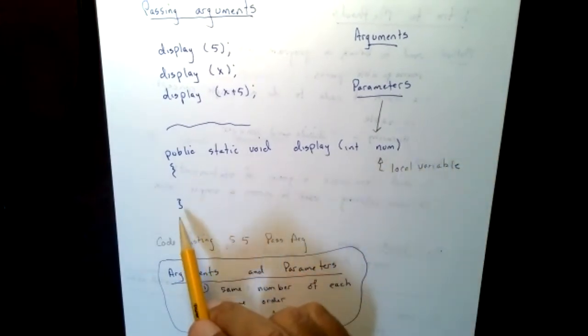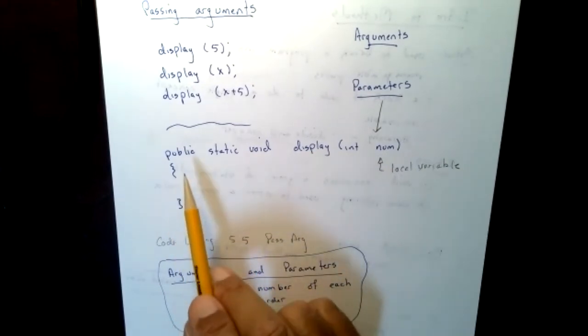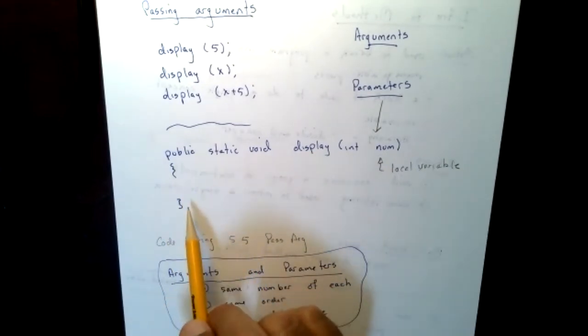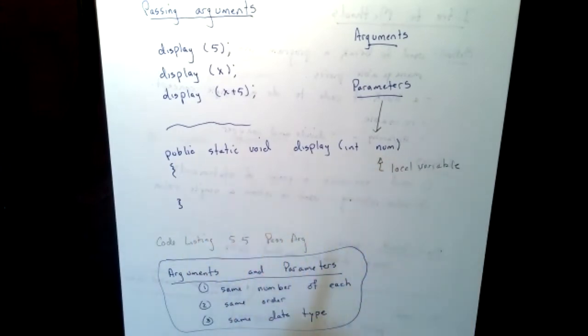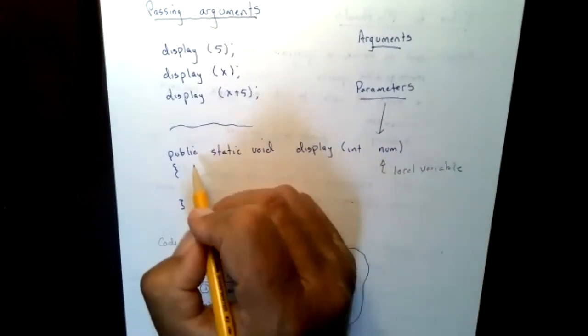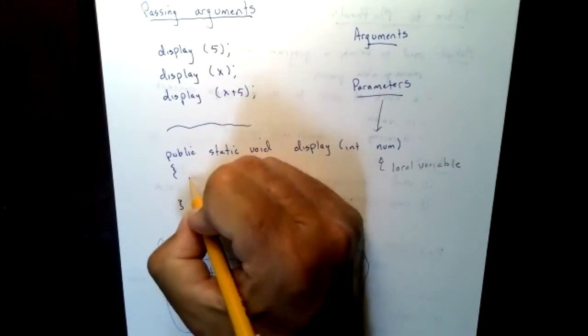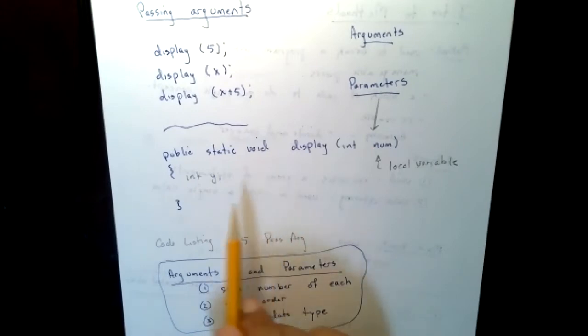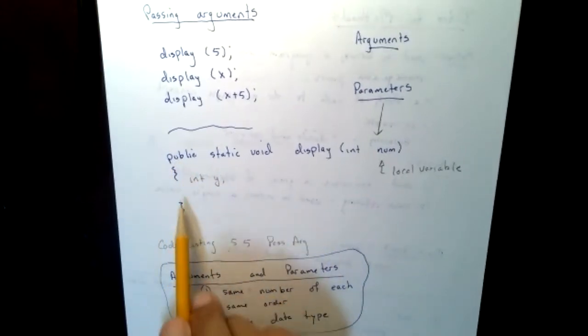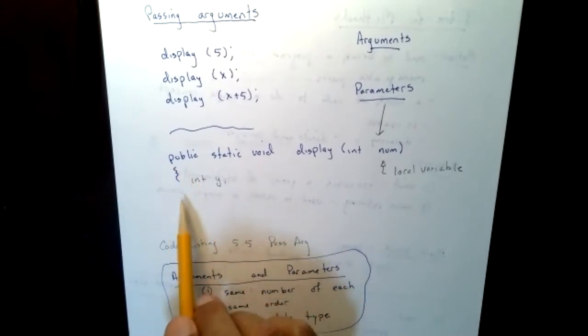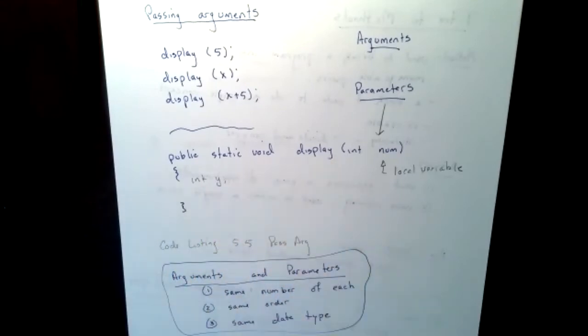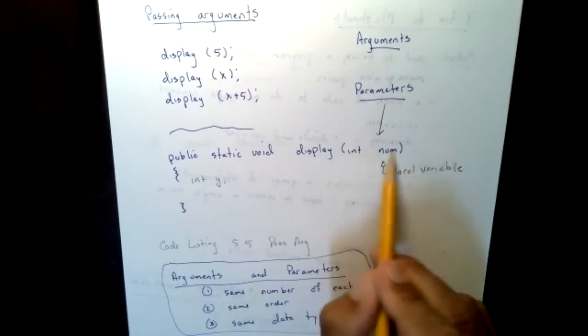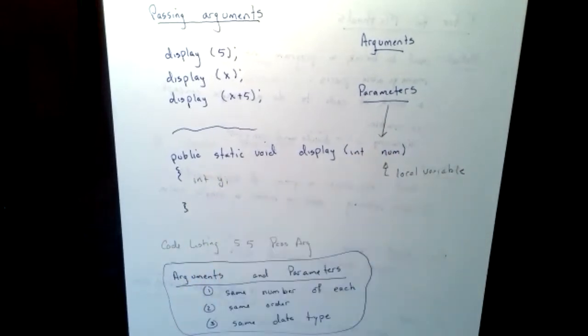As soon as I hit that right brace to end the body of this little method, num is erased from memory. It's gone. It's out of here. It's history. It's called a local variable. Inside the body of this method, I might say int y. That's another local variable. Again, when I leave the scope of this method, when I hit that right brace at the end, all of my local variables are forgotten: the one that was the parameter and the one, int y, that I declared inside the body.